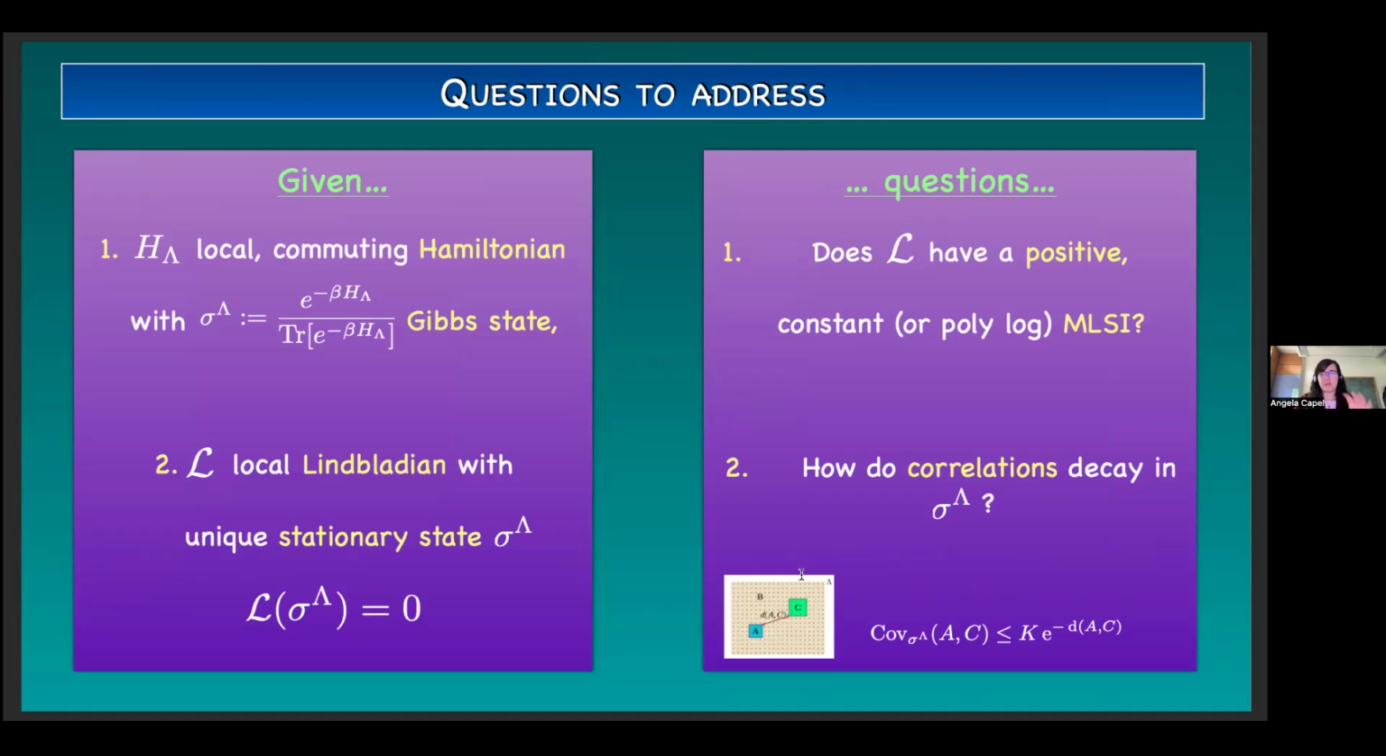And to summarize the questions that we are actually asking ourselves here, what we have is a local commuting Hamiltonian with a Gibbs state and a local Lindbladian with unique stationary state, this Gibbs state. And the question that we're asking is, does the Lindbladian have a positive constant or polylog MLSI? And since this is going to be very difficult to ask, we relax the question to how do correlations decay on the Gibbs state.